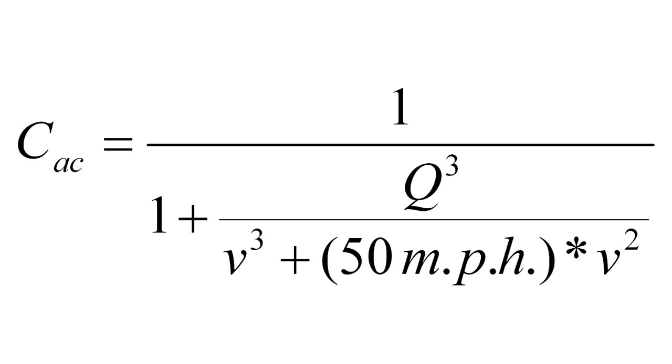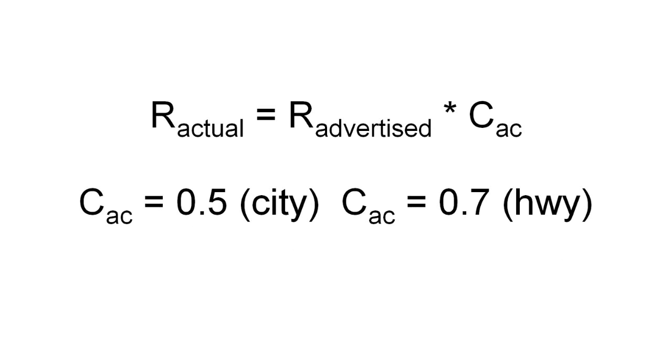I call CAC. From searching the internet, I found that air conditioner use in an electric car can reduce your range by 30% when on the highway and 50% for city driving. The way I'm using the coefficient is to multiply it with the advertised range to get the actual range. When used this way, we have a value of 0.7 for the 30% reduction when driving on the highway.